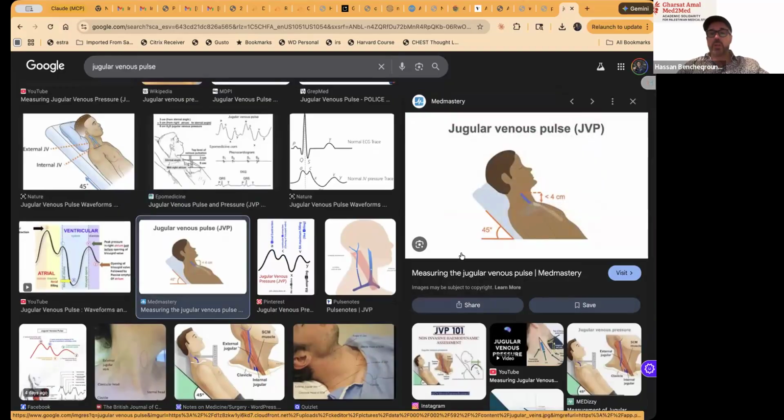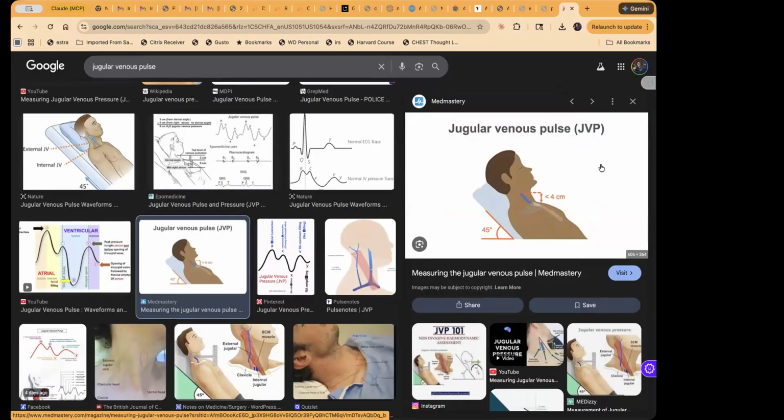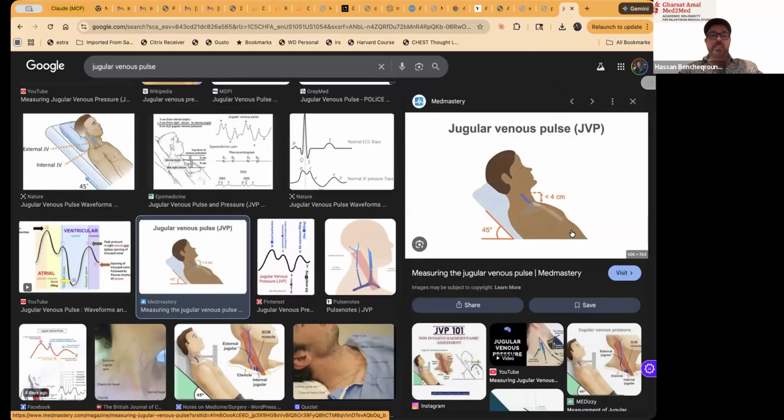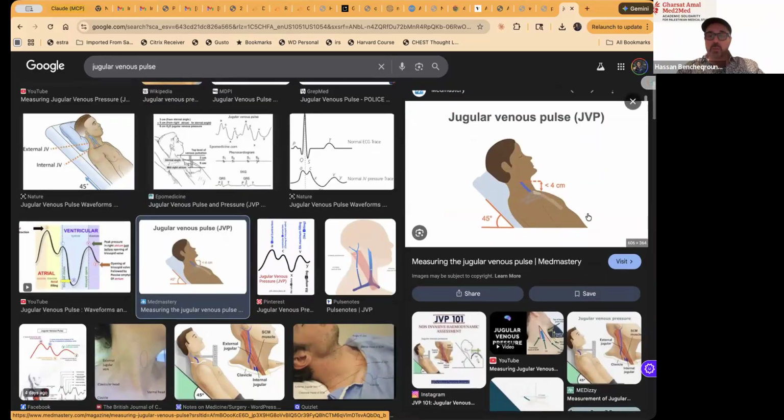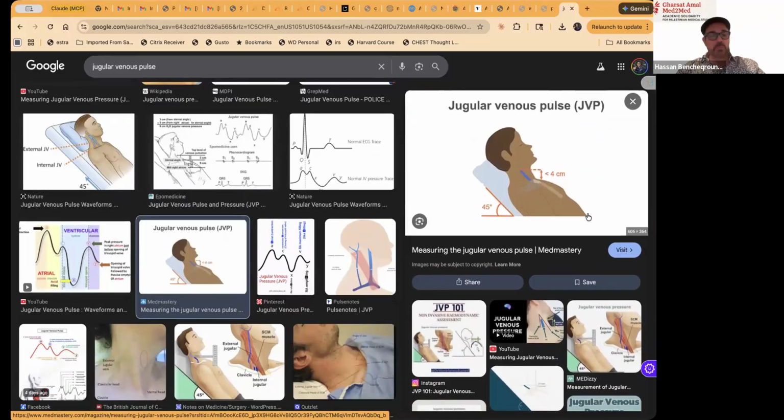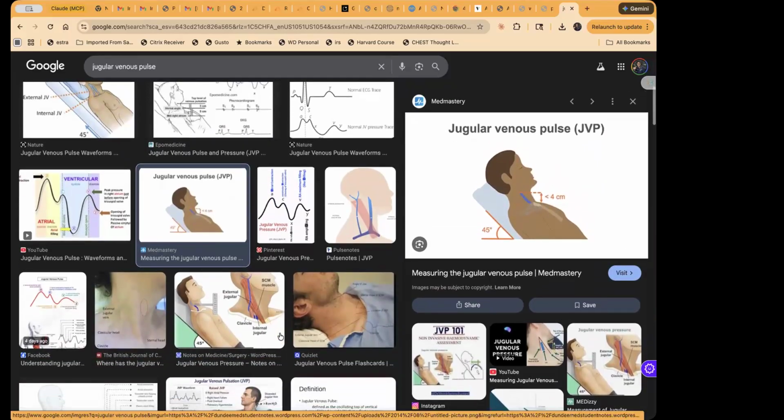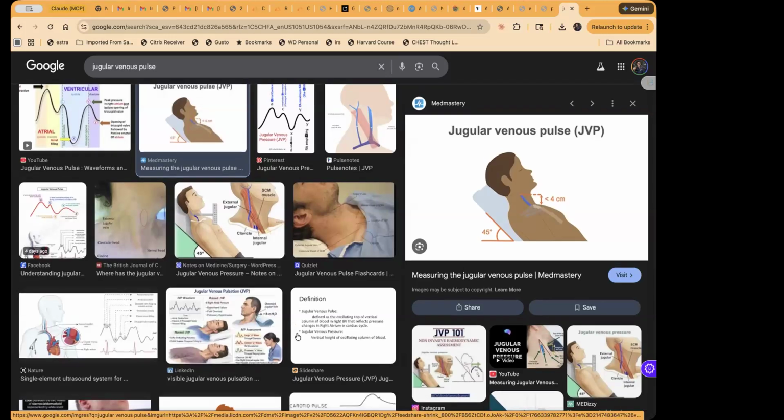Okay, so can you tell me, is this 4 centimeters from the sternal angle or 4 centimeters from the right atrium? So from the sternal angle. From the sternal angle, which means the person who listens to you still has to add 5, which is 9. Do you think 9 is normal? No, I think it's the maximum normal value. It's about 8.5.